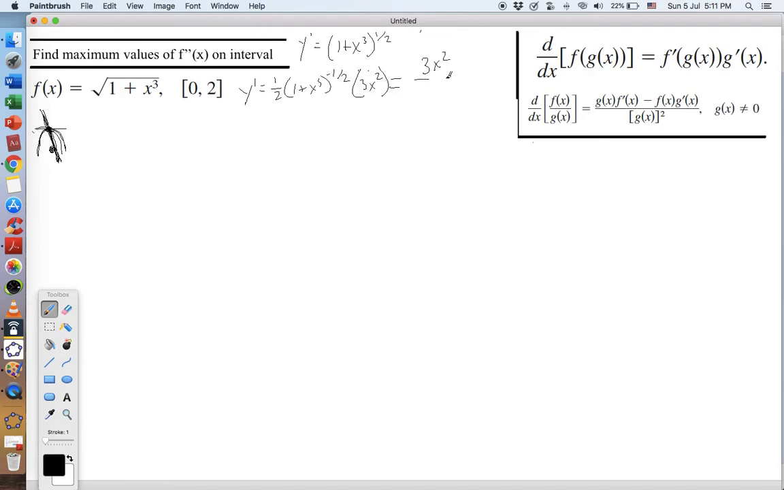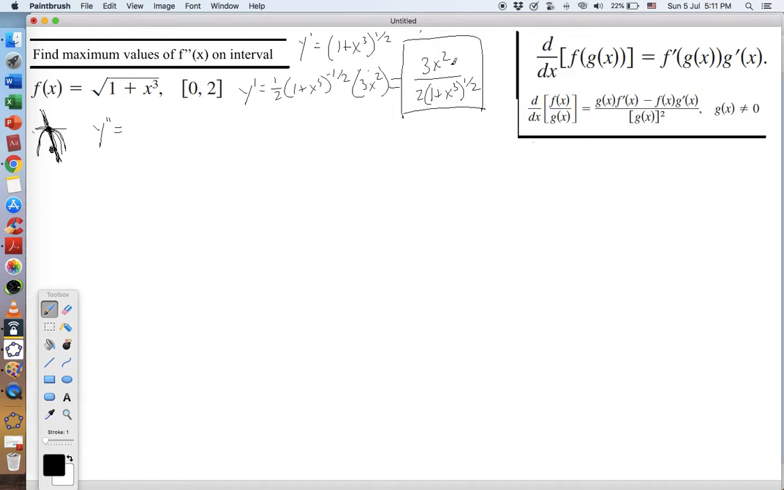We get 3x squared over 2 times 1 plus x cubed raised to the power of 1/2. Well, that was pretty easy. There's our first derivative. If we were stopping there, well, then we wouldn't really need to use technology. But as we'll see in the second example, using technology is much more efficient once again, because the second derivative and then the third derivative are exceedingly complex with the number of steps here.